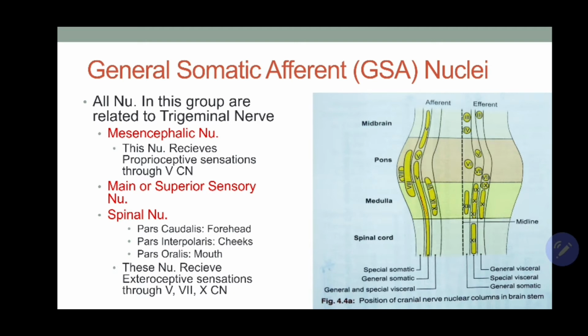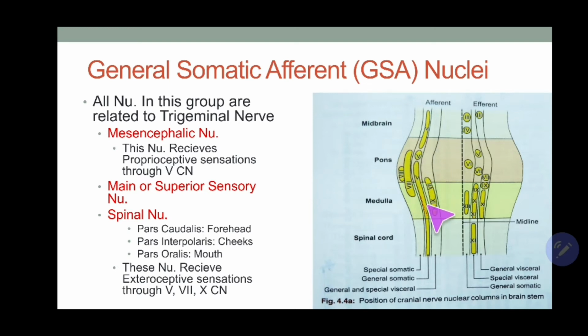But here, these first order neurons, the proprioceptive fibers, are unipolar. They're not pseudo-unipolar, they're unipolar. So the first order neurons don't have a central process, they have a peripheral process, and they straight away reach here. The cytons lie here in the mesencephalic nucleus. So this is the only site where you find unipolar neurons. Got it? So this receives proprioceptive impulses from the muscles of the head and neck region.